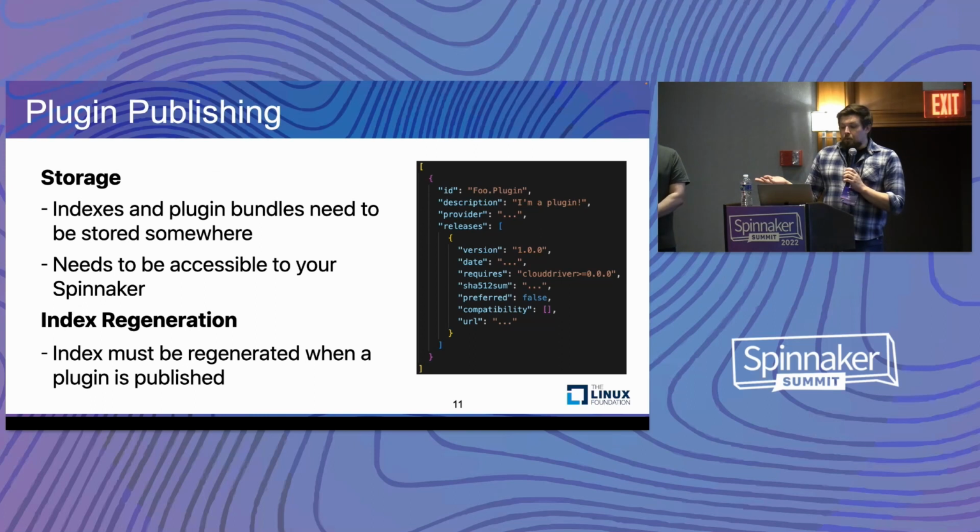And again, within the storage, we have the bundles and the index. The index is a JSON file in the format you see here. It has each plugin with its ID and a list of releases, essentially. And something needs to regenerate this file whenever you make a new plugin. So this is ideally another fully automated part of the process and should be part of your CI tooling.